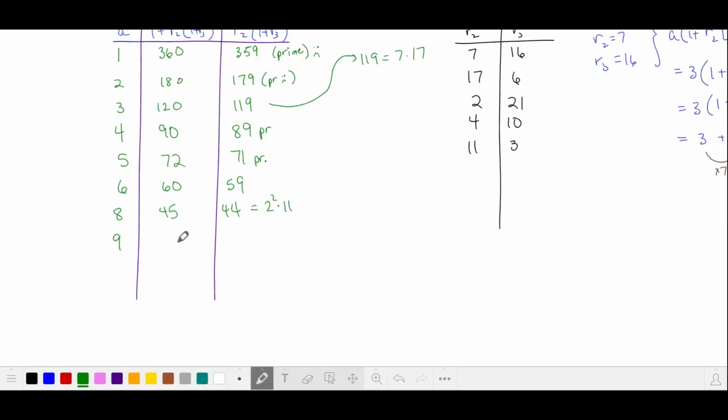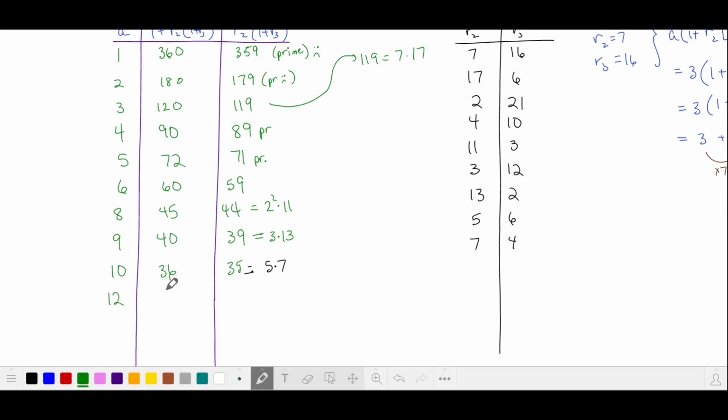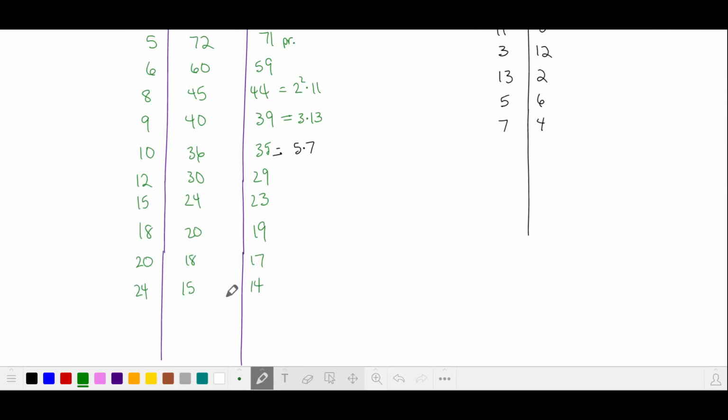When A is 9, we get 39, 3 and 12, or 13 and 2. When A is 10, this is 36, this is 35, which is 5 times 7, giving us 2 more sequences. When A is 12, there are no sequences. Nothing when A is 15. When A is 24, we get 14 over here. That's 2 times 7. When R2 is 2, R3 is 6.